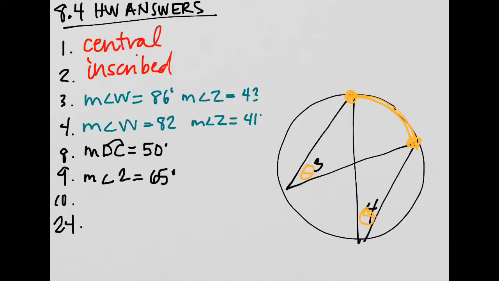Anyway. Alright, so if the measure of angle 3 is equal to, what did it say? Measure of angle 3 is 28. Then the measure of angle 4 is also 28. Now we do need degrees because we're talking about measures here. Alright. Last but not least, we have number 24.